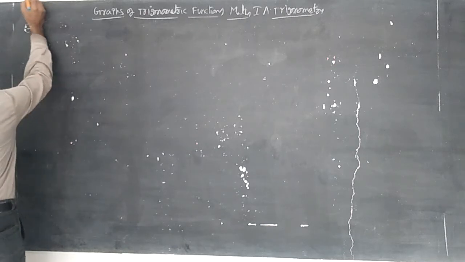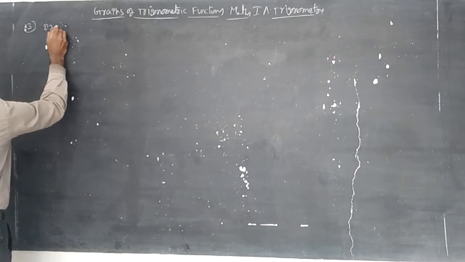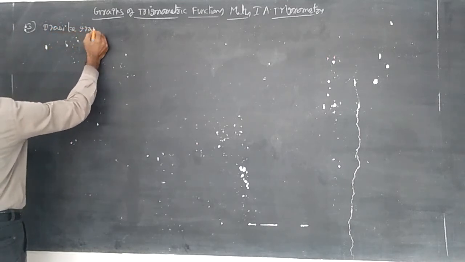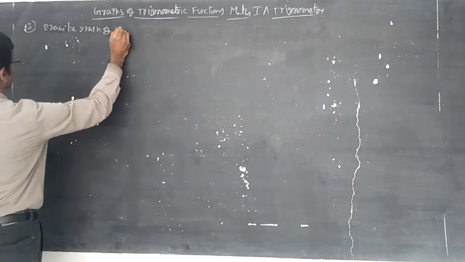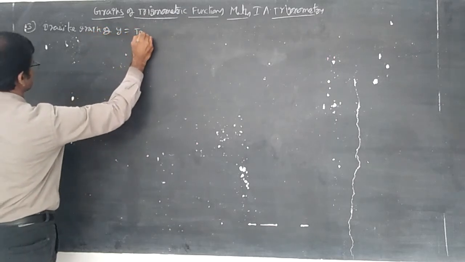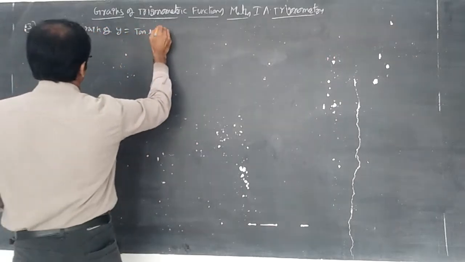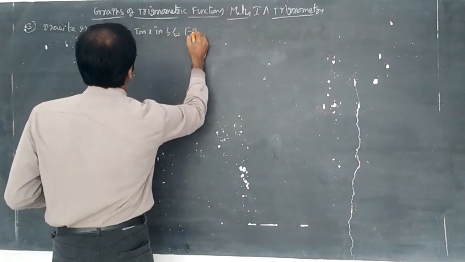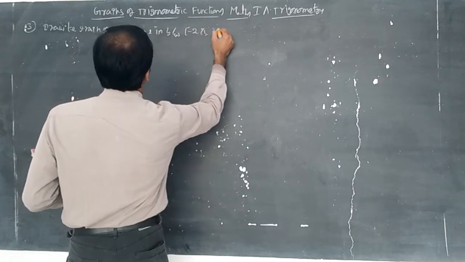Draw the graph of y is equal to tan x in the interval minus 2 pi comma 2 pi.